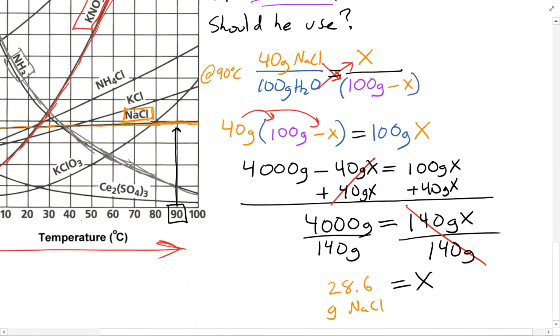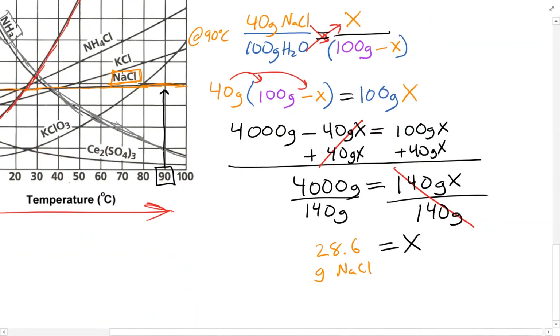So how much water does that mean that he should use? Well, if you wanted to know the water, remember, again, we would just take 100 grams of solution, subtract whatever of it is the NaCl, and we would get the water, which in this case is 71.4.